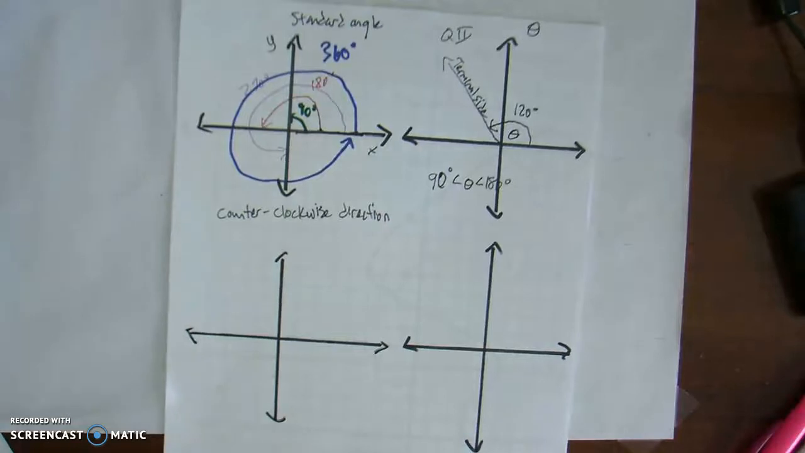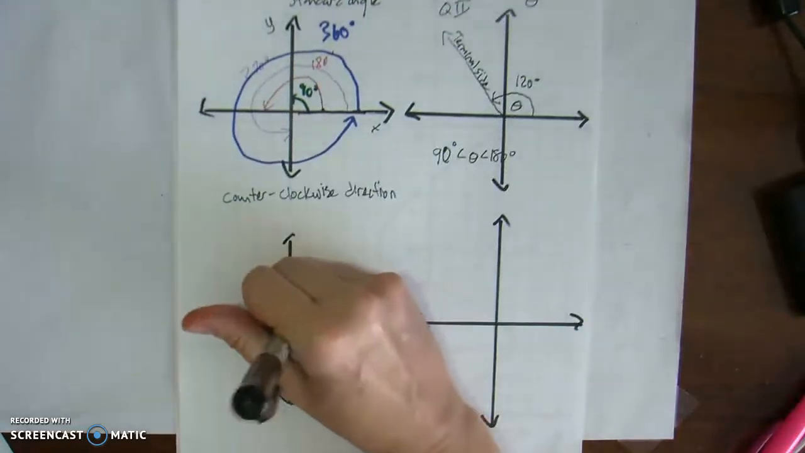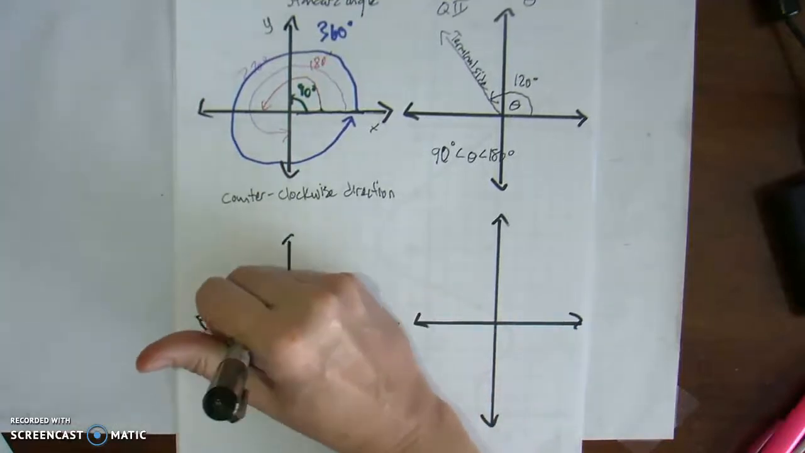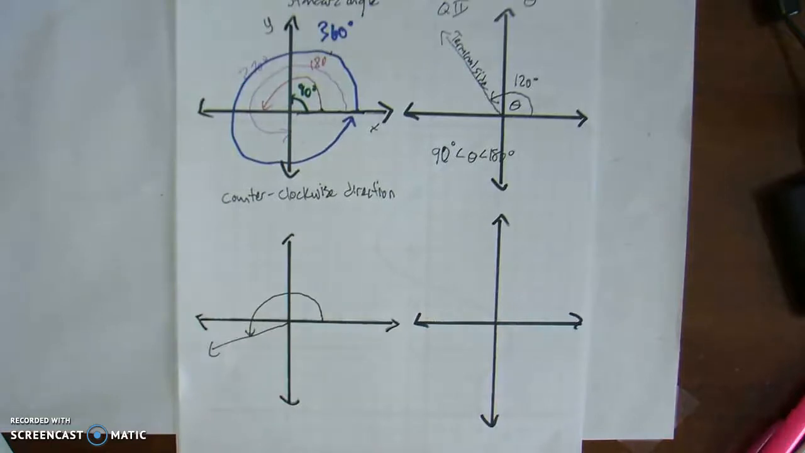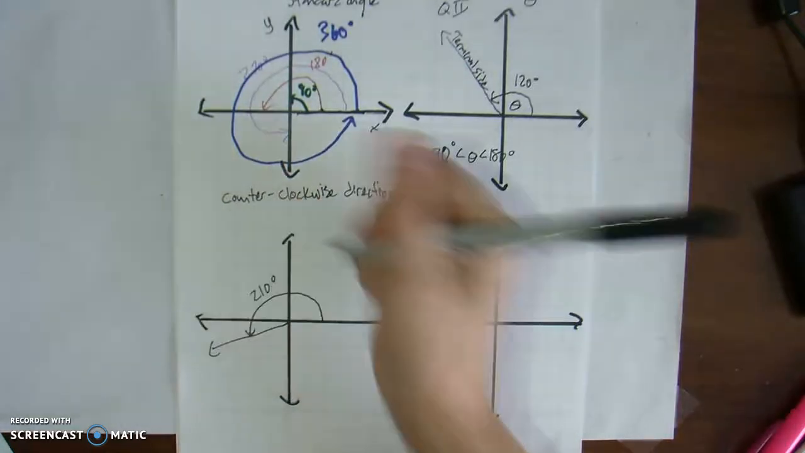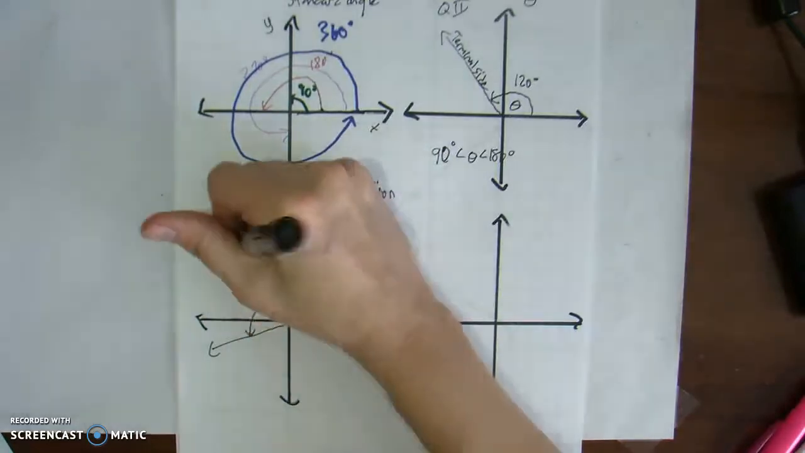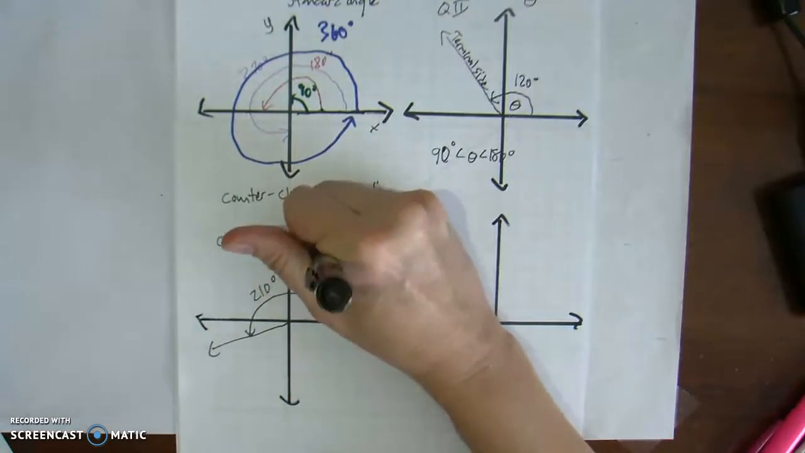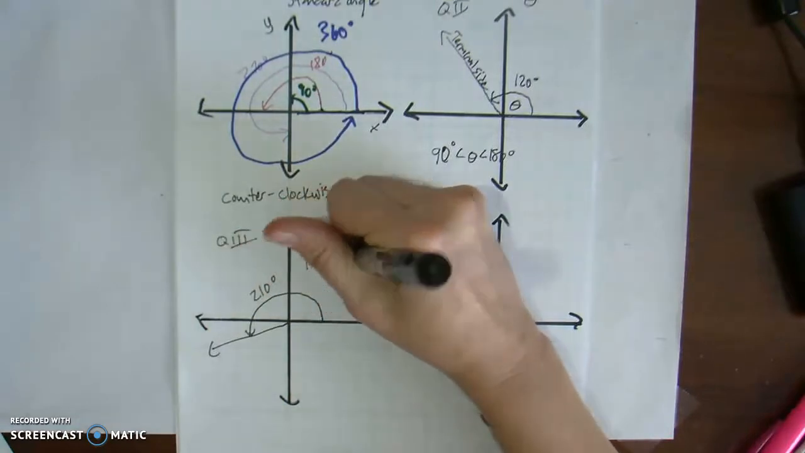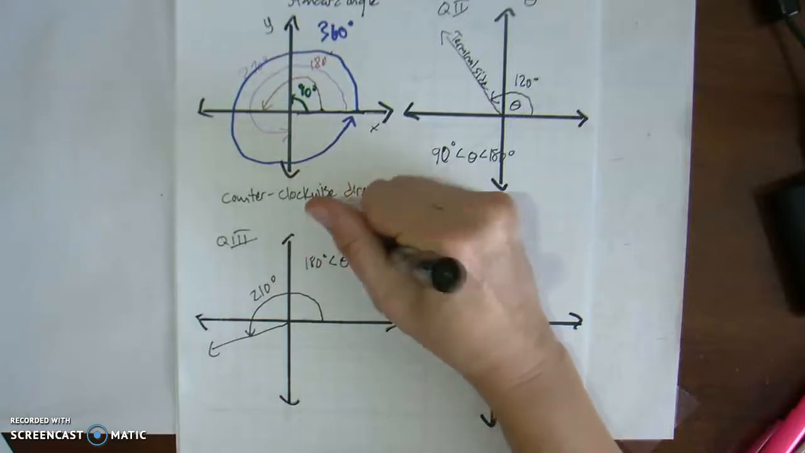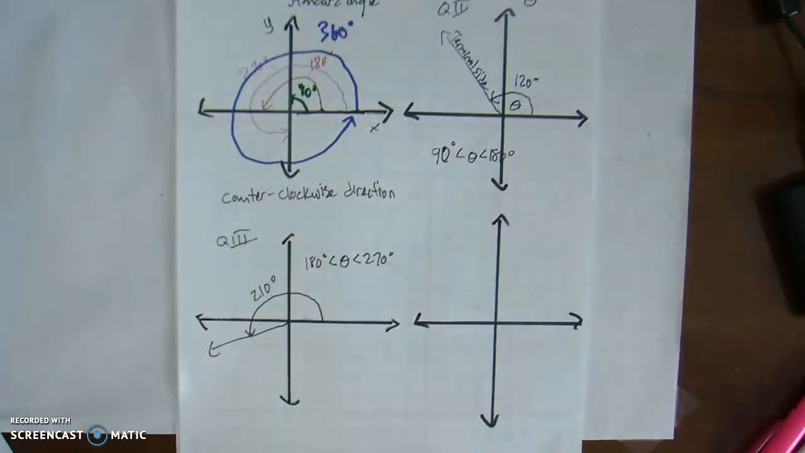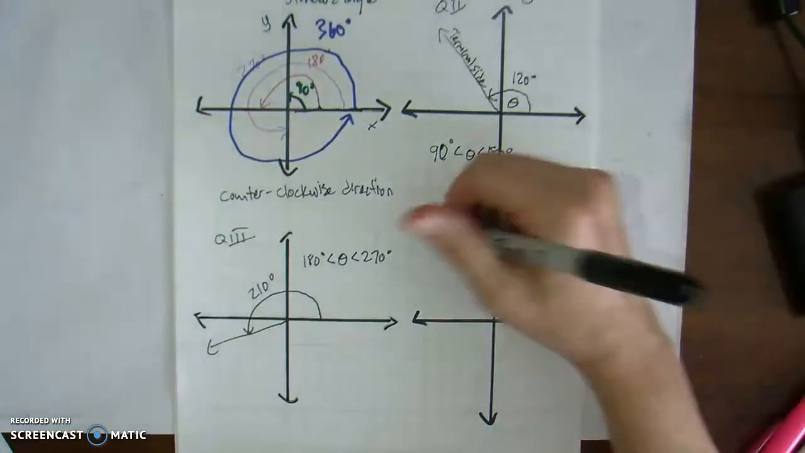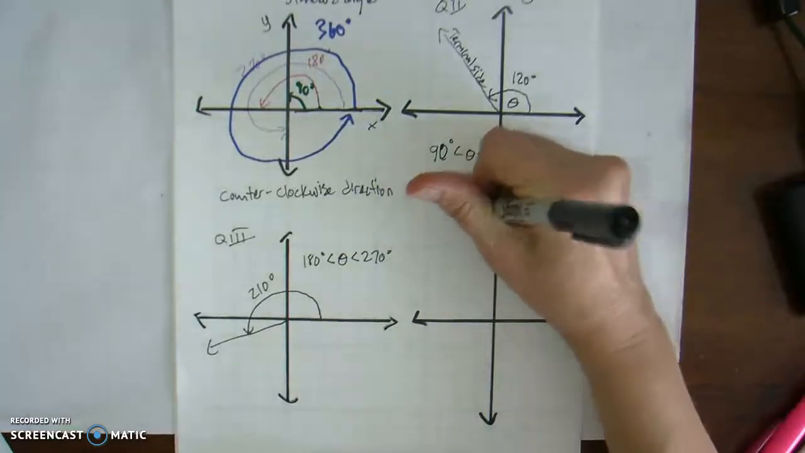Let's do this also for quadrant 3. Let's sketch something that goes like this. Remember, it starts over here, comes around the bend, and it lands on the terminal side of theta. This is 210 degrees rotation. It landed in quadrant 3, and all angles that land in quadrant 3 will be somewhere in between 180 and 270 degrees.